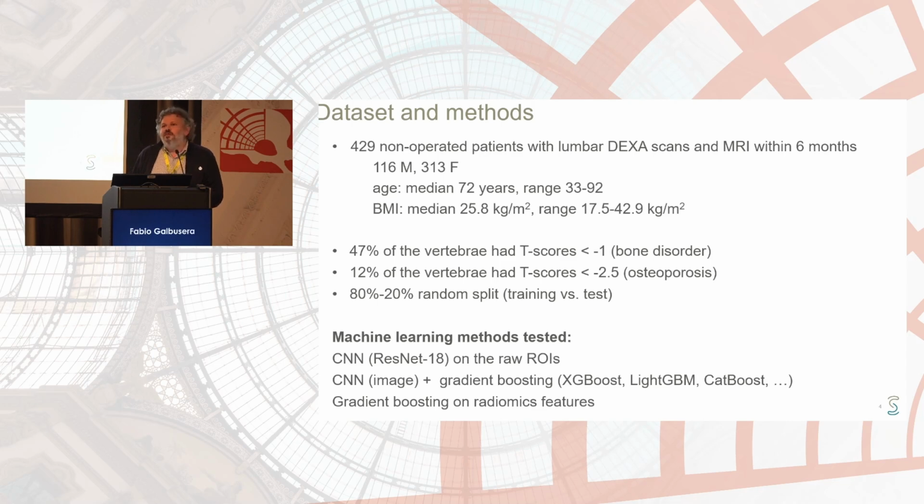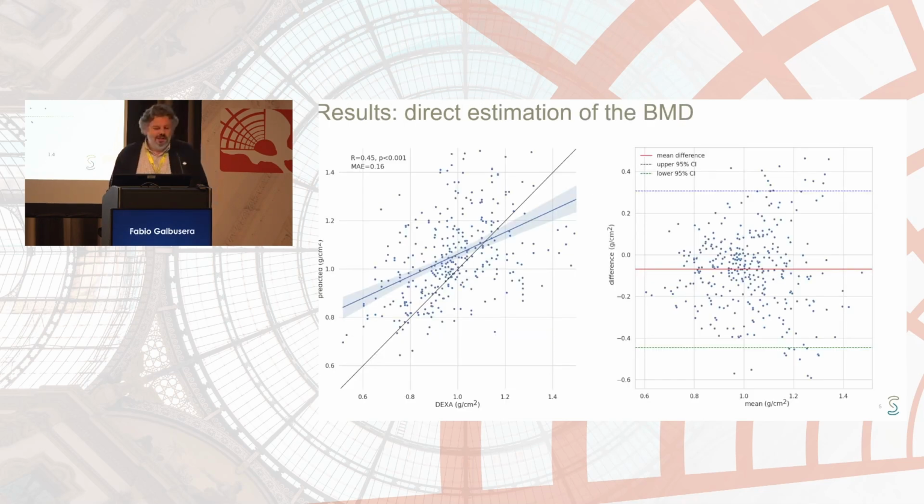We tested several machine learning methods. I will not go into details because we don't have time now, but we tested a lot in order to be sure that the method that we develop would be the best in terms of performance. So here are some results. Here you can see a scatter plot, where we have on the x-axis the BMD value measured with the DEXA, and on the y-axis the one predicted by the model. And you can see that there is a correlation.